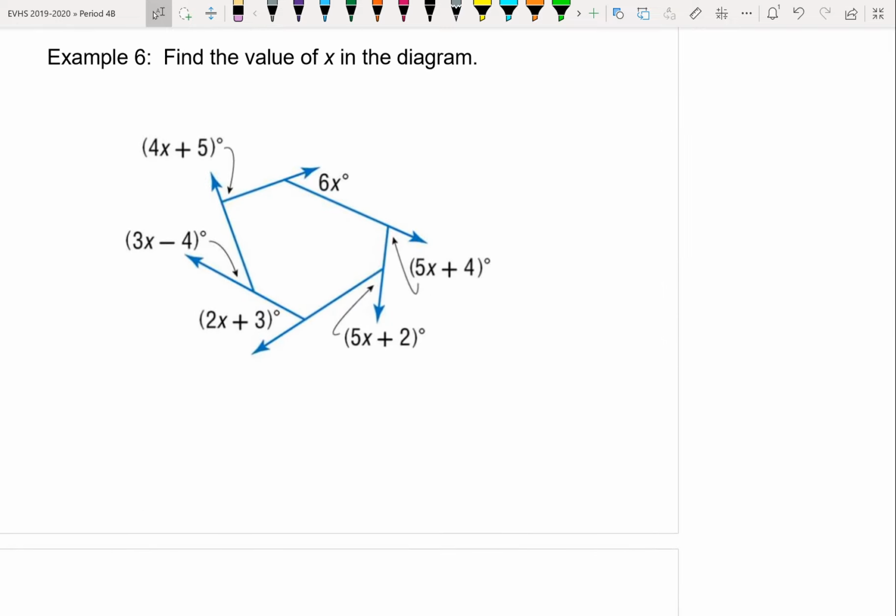Okay, find the value of x in the diagram. Looks like all of these are exterior angles, one at each vertex. So I'm just going to be adding and combining like terms and then setting them equal to 360. So 4x plus 6x is 10x, 15x, 20x, 22x, 25x. And now 4 plus 2 is 6, plus 3 is 9, minus 4 is 5, plus 5 is 10. And that equals 360.